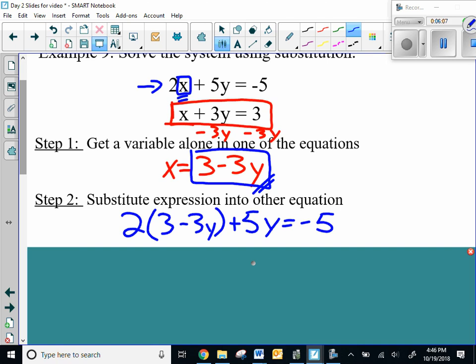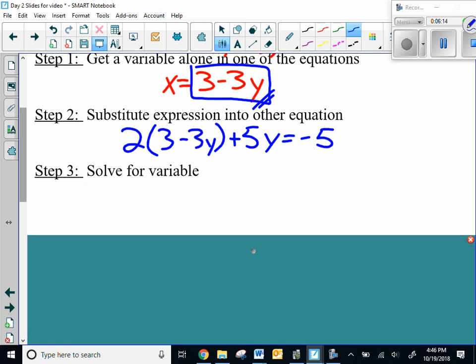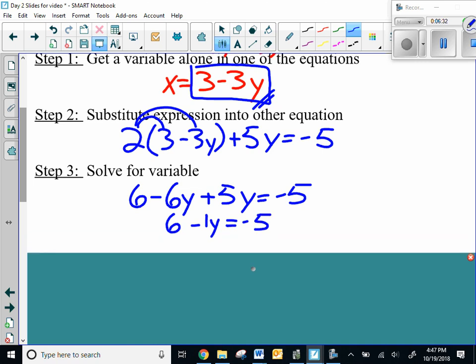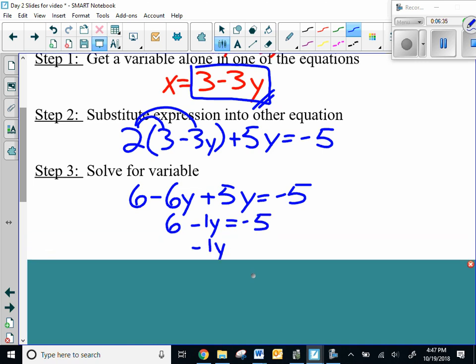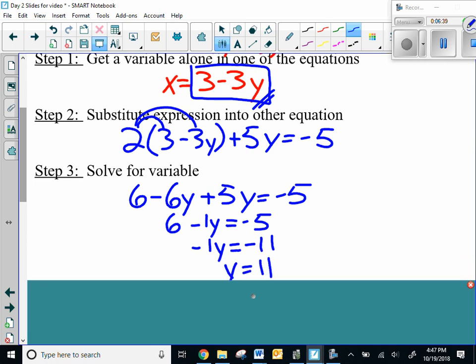And then from there, you just solve for that variable. So we would solve for y, right? Now that y is the only variable, we'd have to distribute. So we'd have 6 minus 6y plus 5y equals -5. Combine our like terms, we get -1y there. Still have that 6 minus 5. Subtract that 6, so -1y equals -11, or y equals 11.